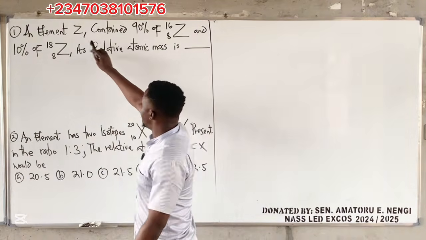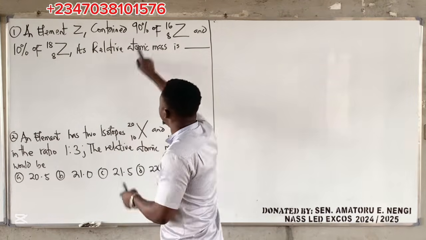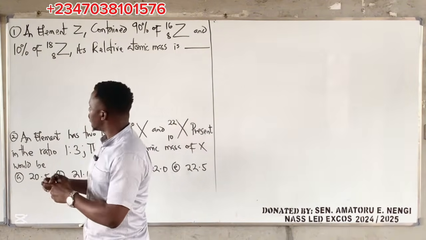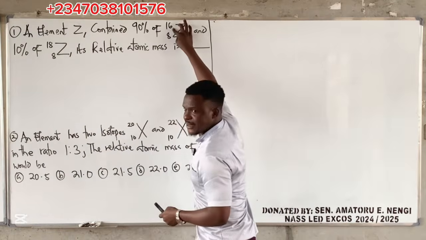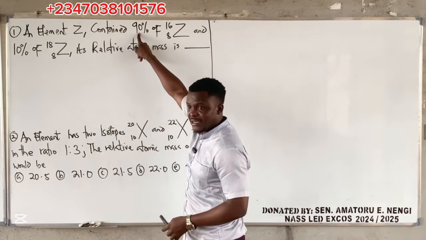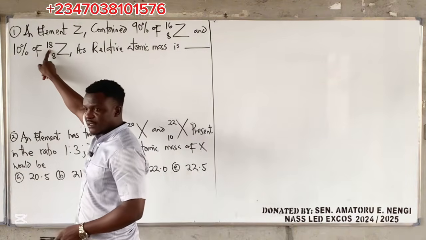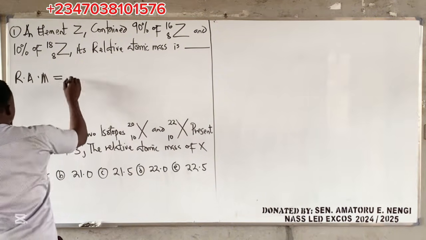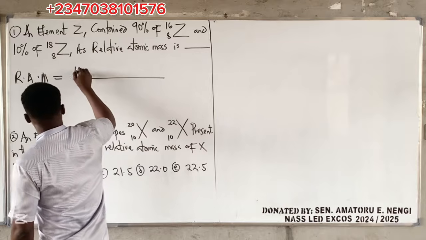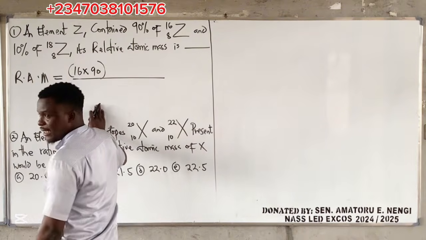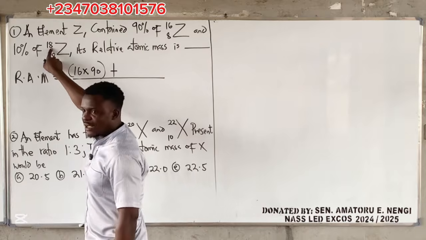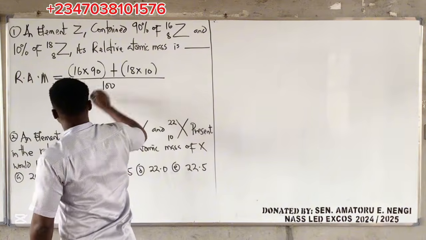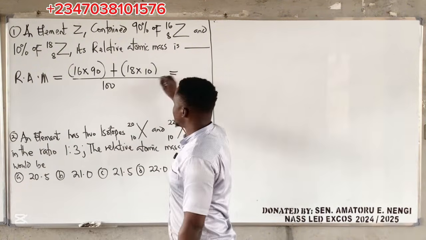An element Z contains 90% of this. Now this is the percentage abundance of this first isotope, right? And this of this. So in other words, the mass of the first isotope is 16. The percentage of the first one is 90. The mass of the second one is what? And the percentage is what? 10. This is relative atomic mass equals, the mass of the first one is 16 times 90, right? Plus the mass of the second guy times the abundance, is it not so? 18 times what? 10 all over what? 100. Please, you can press your calculator and get your answer.